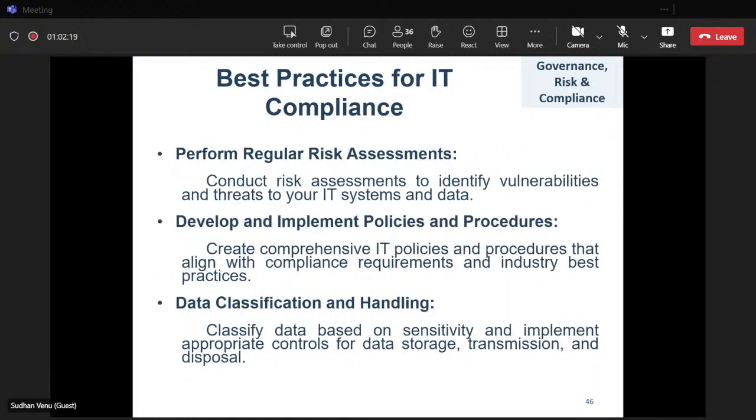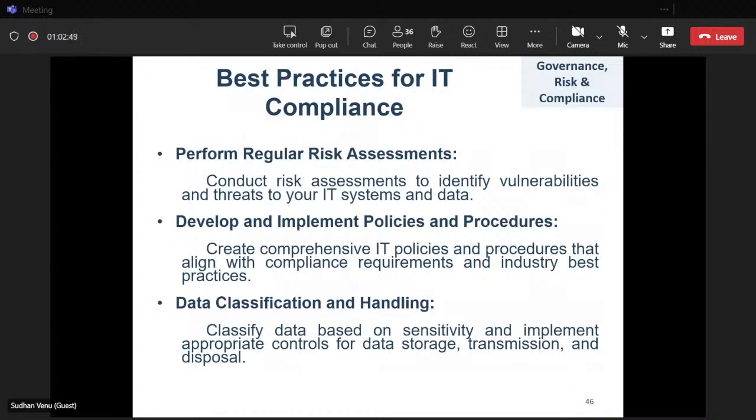The next one is to perform regular risk assessments, based on the performance of IT systems and data. The next one is to develop and implement policies and procedures. For all the activities we are doing in the organization, we have to make policies and procedures, develop them in phases, and implement them in the real-time environment at the best practices level.